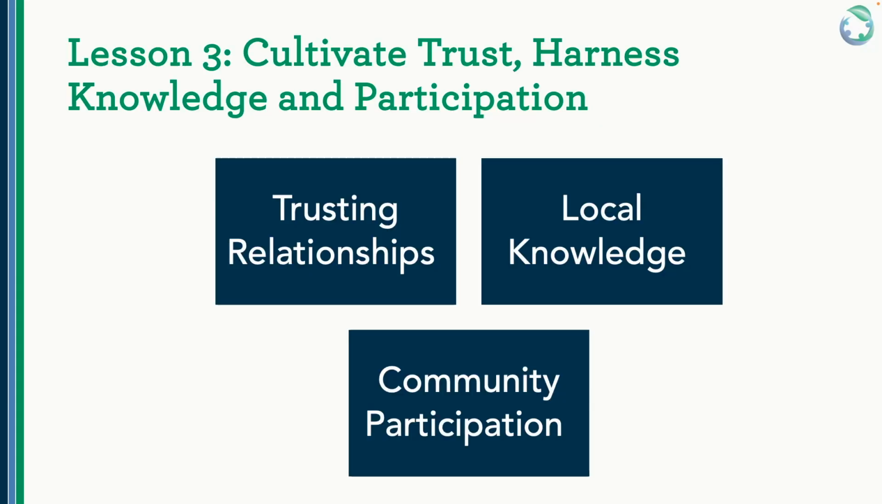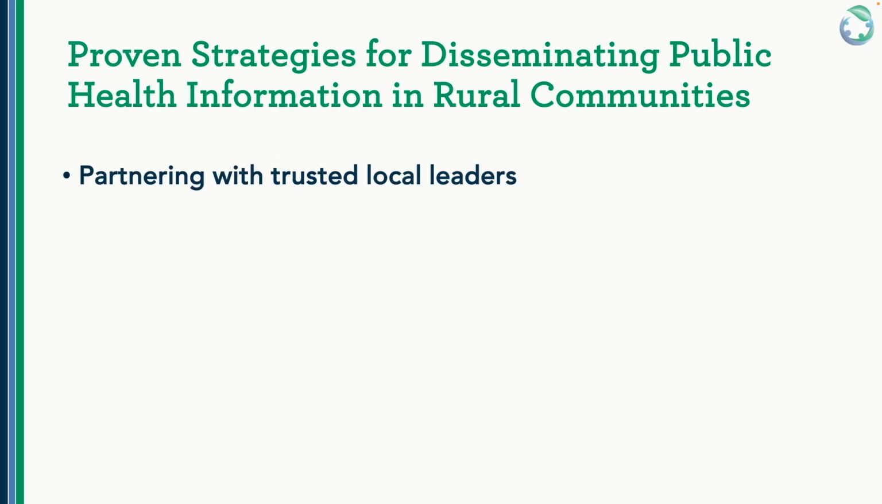So what does work? We've learned that effective dissemination of public health messaging in rural communities is grounded in trusting relationships, local knowledge, and community participation. Some proven strategies include partnering with trusted local leaders you've likely already identified and or collaborated with throughout this process. This includes pastors, teachers, farmers, tribal elders, community health workers, and other local leaders that can serve as trusted messengers who possess deep contextual understanding and established credibility within rural communities. By collaborating with them, we ensure messages are communicated in ways that align with local values and ways of knowing.